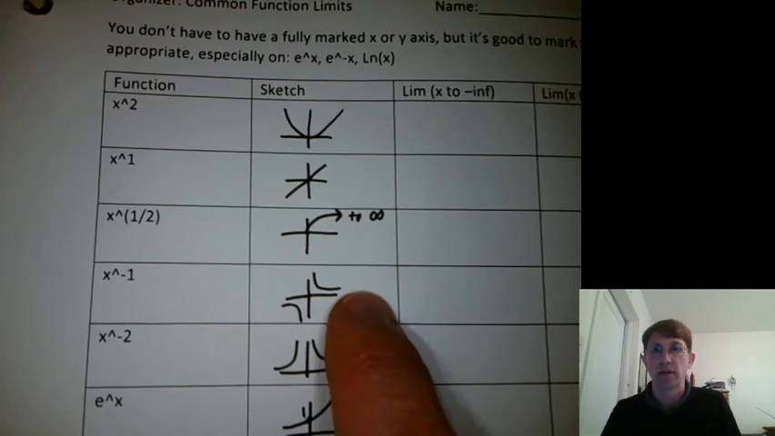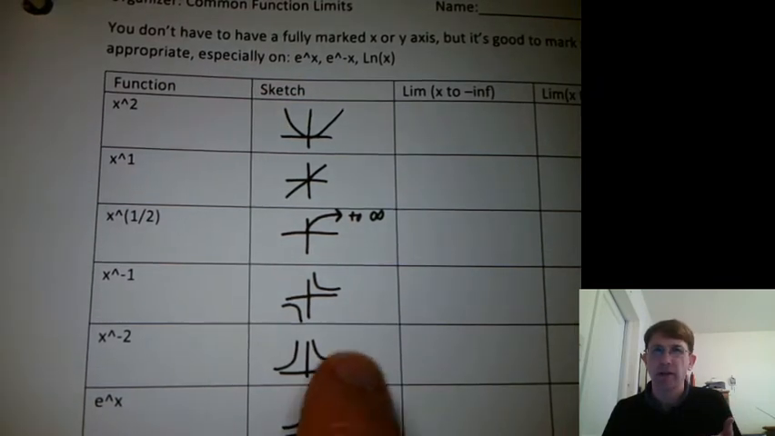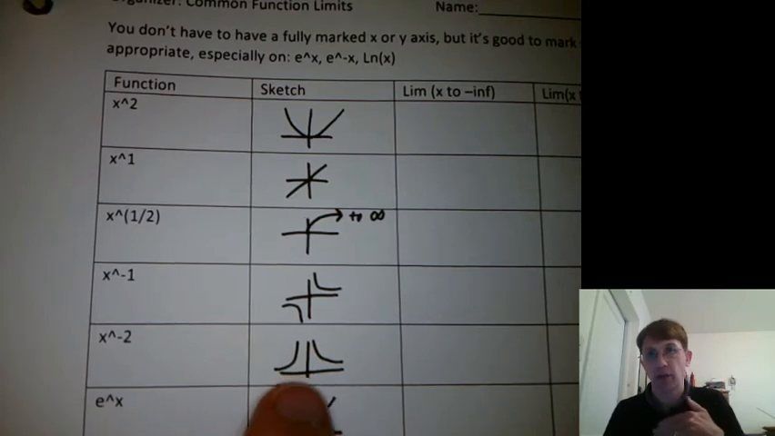Here's x to the negative 1, that's 1 over x. x to the negative 2 looks a lot like x to the negative 1, except you're basically squaring x and then doing 1 over, so all the negative values give you positive y values.